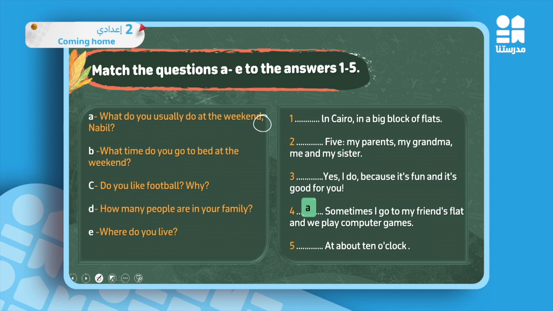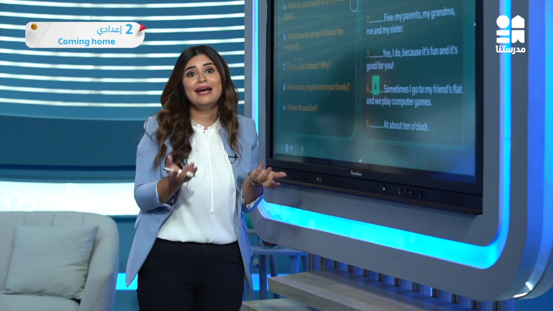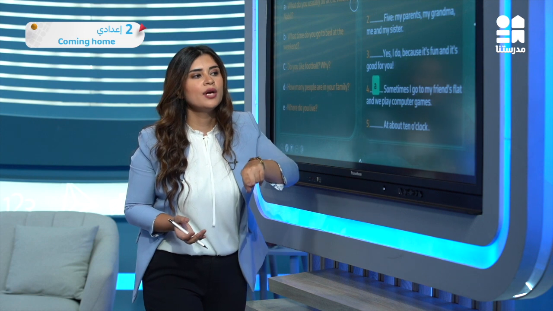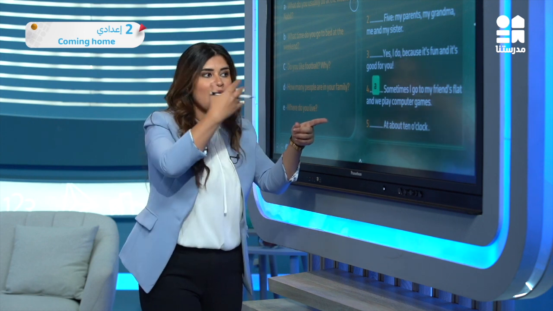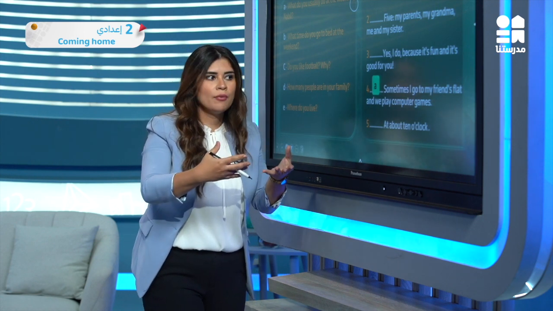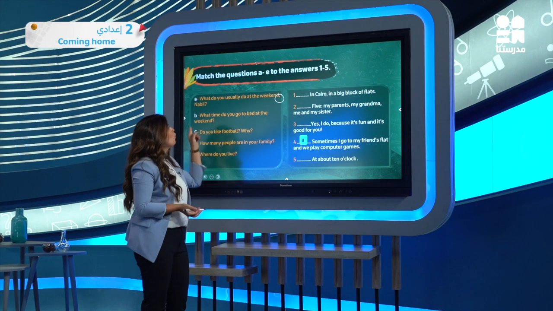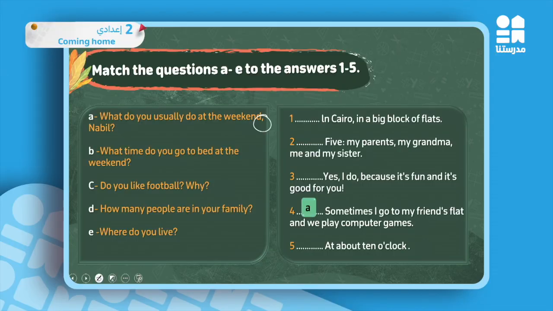Of course, 4A, because here, what do you usually do? I'm talking about things. I'm still asking about something, okay? So here, the answer came, sometimes I go to my friend's flat. Here, I am talking about things that I am already doing, okay? Or sometimes I do. Letter B, what time do you go to bed? Here, I'm talking about time.